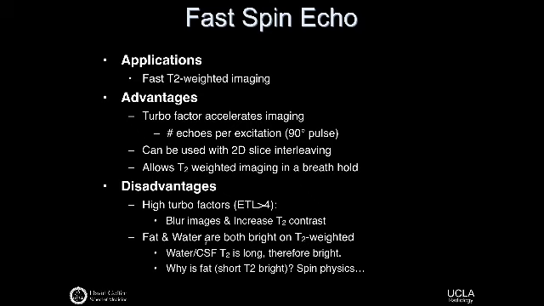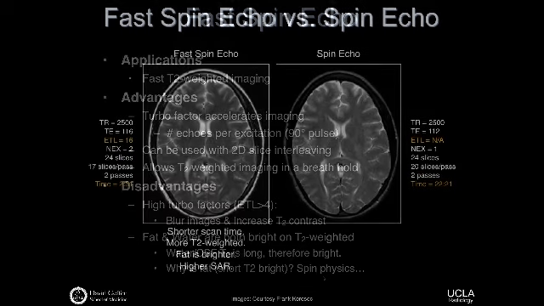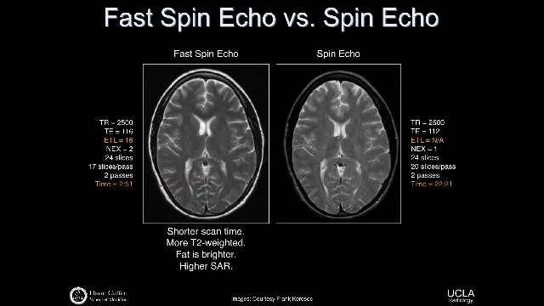And the reason that's funny is that water has a long T2, so CSF, for example, you expect it to be relatively bright on the T2 weighted image, but fat has a kind of short T2, and so you might expect it to be darker. And it's related to some spin physics as to why fat can look bright on a fast spin echo image. So here we can see an example of that.